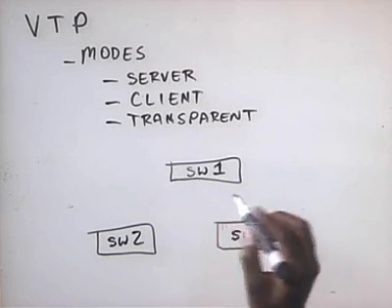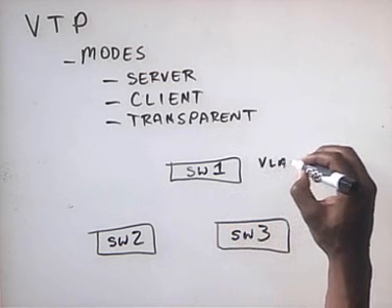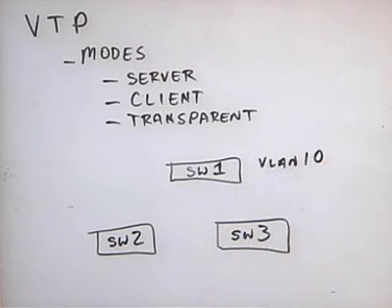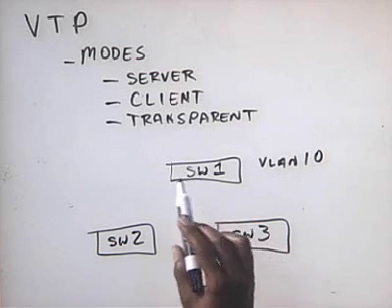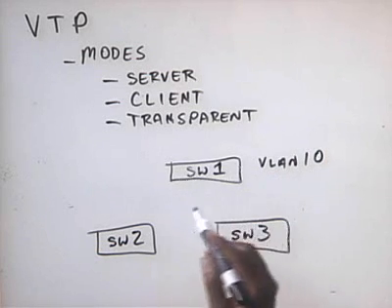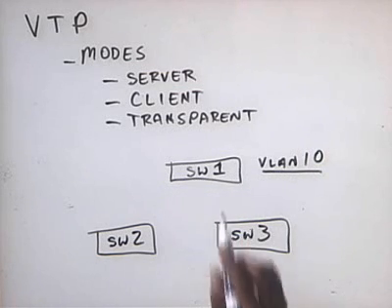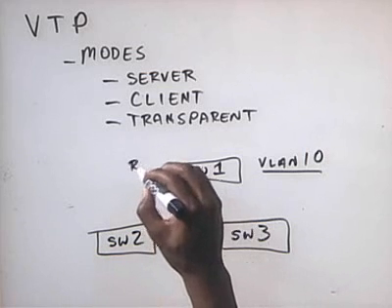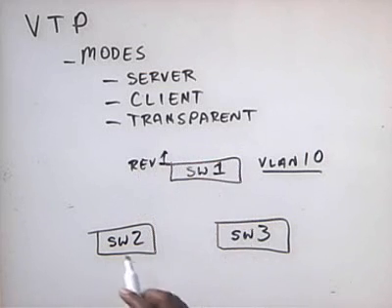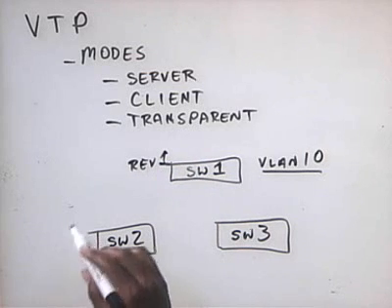Now, in order for this synchronization to take place, VTP uses what's called revision numbers. Each time a VLAN configuration change is made, the revision number is increased. Say, for instance, I add VLAN 10 here on switch 1. At this point, the revision number at the beginning was 0. However, now I've added this VLAN, which changes the revision number here to 1. We'll say Rev 1. The revision number on switch 2 is still 0.